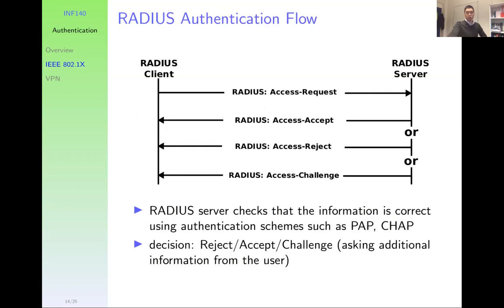As for the authentication flow, it might use PAP, the password-based authentication protocol, or it might use the Challenge Handshake Authentication Protocol. The decision is reject, accept, or maybe send a new challenge, more challenges, to verify whether the peer is authorized or not.